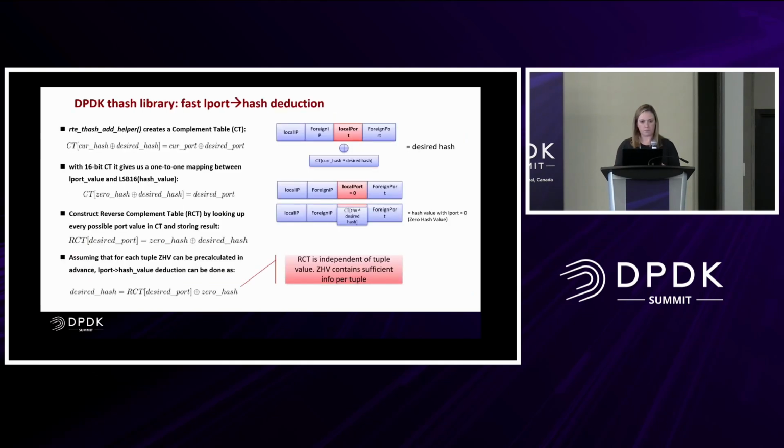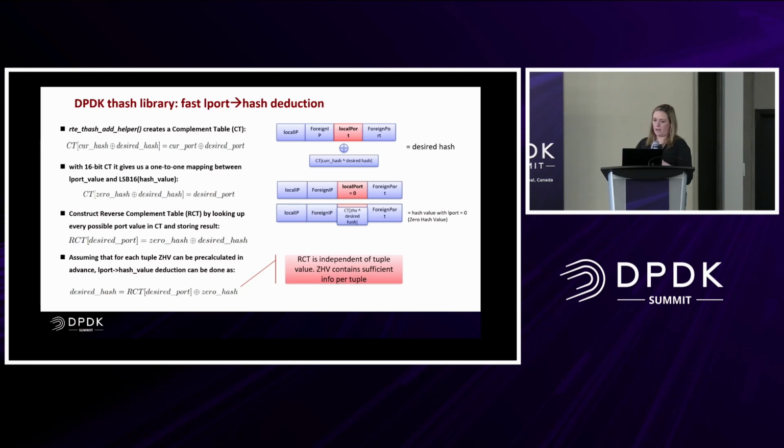Okay, so that's the background. How do we use the T-hash library then to actually derive this L port hash? Vladimir would already have spoken about this complementary table that gets created whenever you do this rte_thash_add_helper. The way it works is that each entry in the complementary table is the current hash XOR the desired hash, and he said it is equal to the current port XOR the desired port.